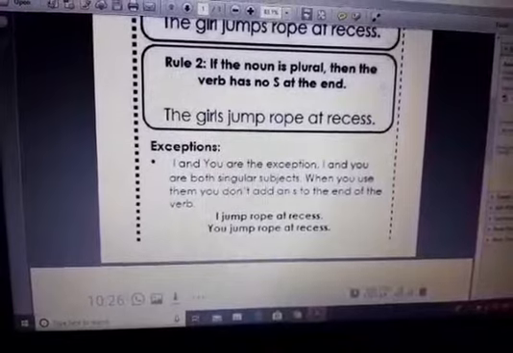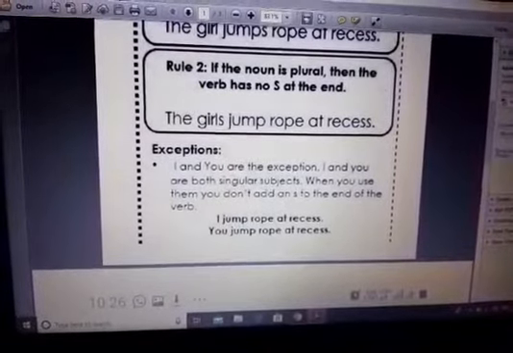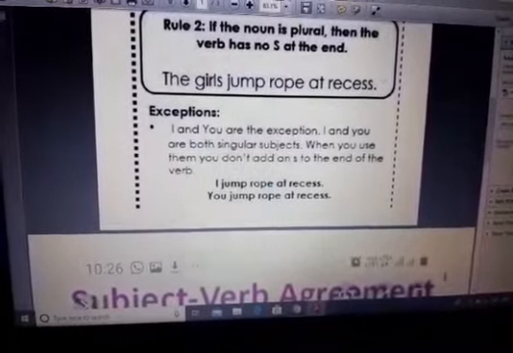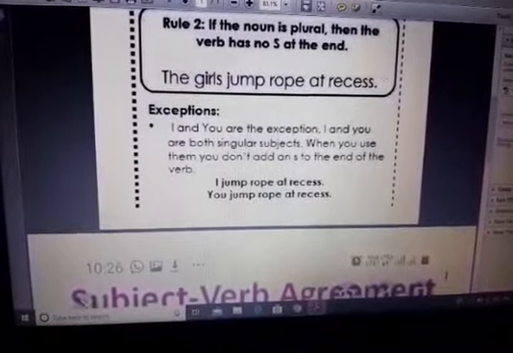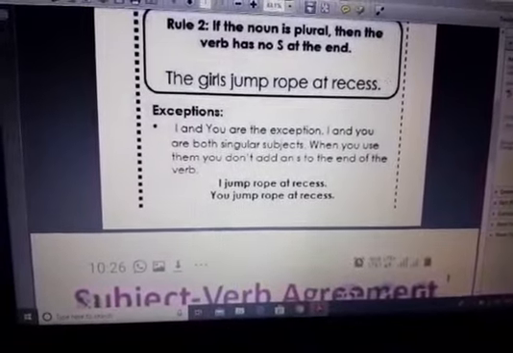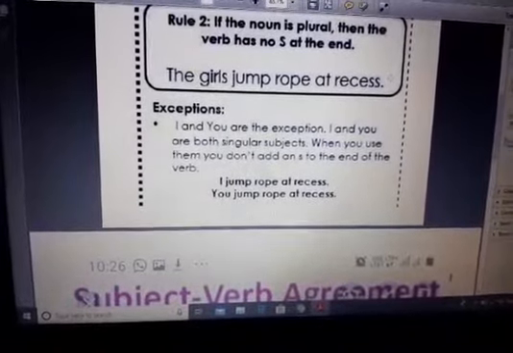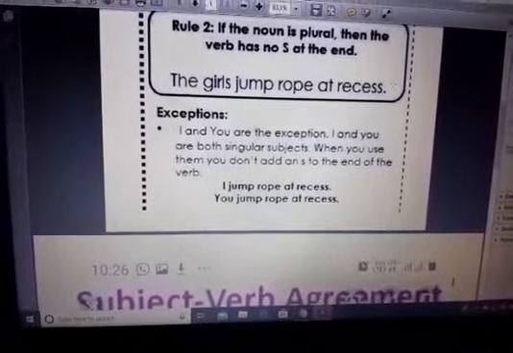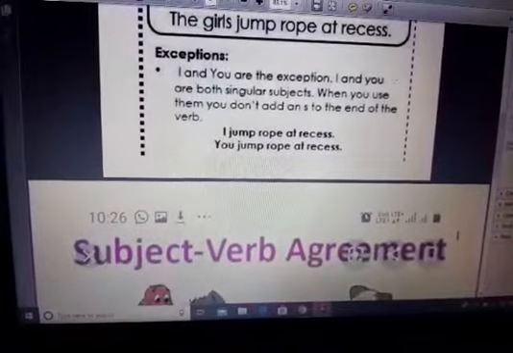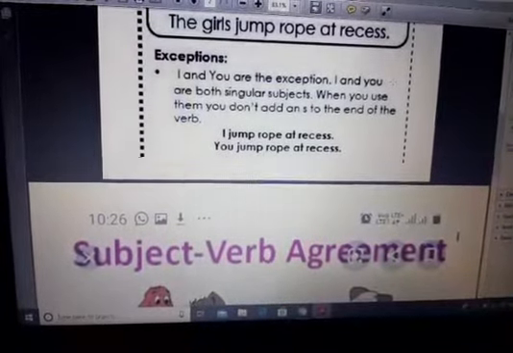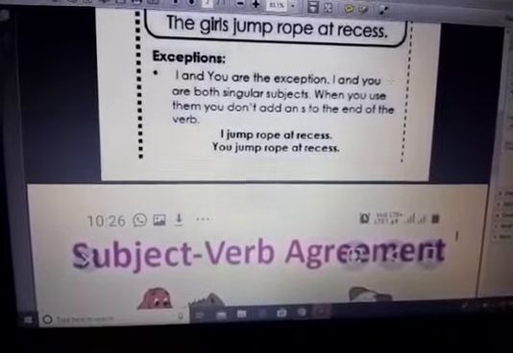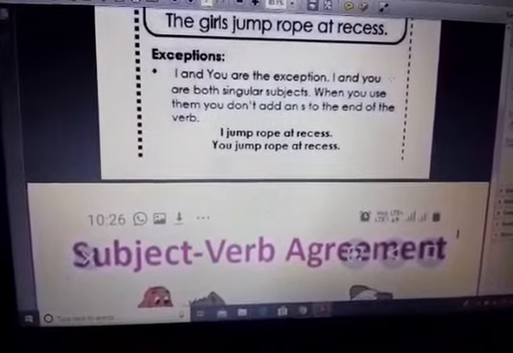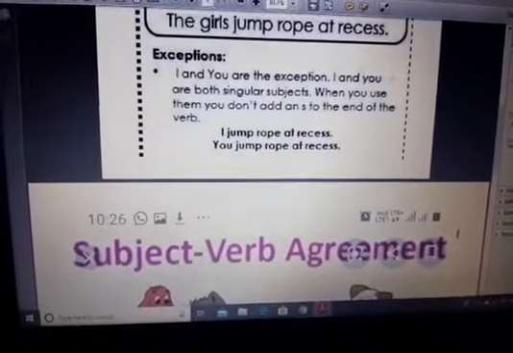But here some of the exceptions are there also. Like I and you are the exception. I and you are both singular subjects. When you use them, you don't add on s to the end of the verb. I and you, though being a singular subject, they act like the plural one. Means there will be no changing in the verb forms. They are going to take the same first form of the verb as it is. Like I jump rope at recess. You jump rope at recess.